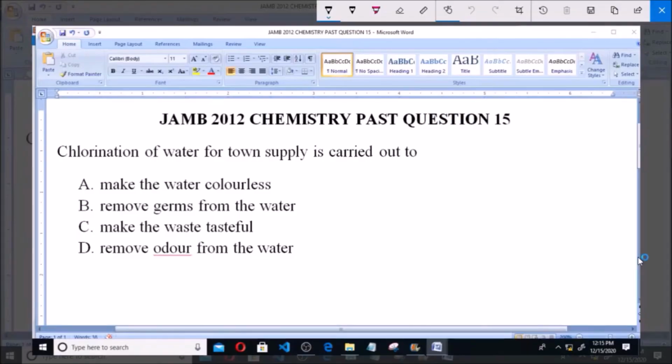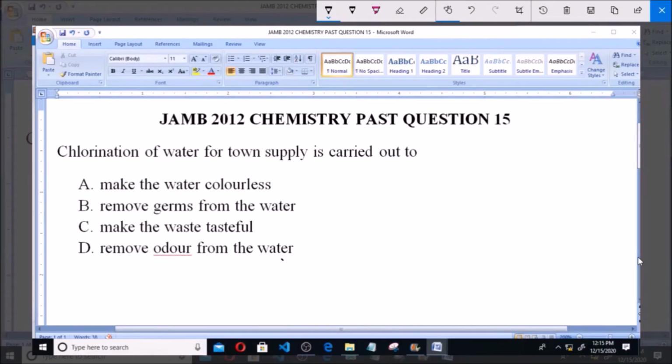Hello, good day and welcome. I'll be answering JAMB 2012 Chemistry Past Question 15. Chlorination of water for town supply is carried out to A. Make the water colorless. B. Remove germs from the water. C. Make the water tasteful. And D. Remove odor from the water.